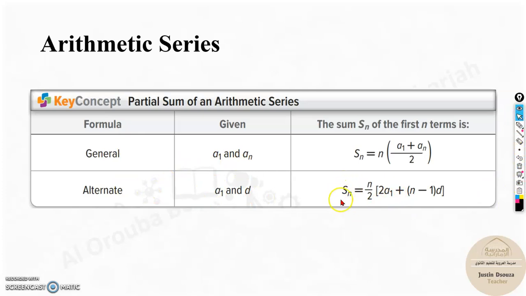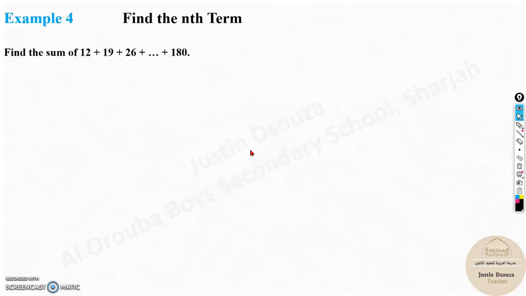It is the summation of n terms equals n by 2, 2 times the first term plus n minus 1 d. Here it is n times the first term plus the nth term, divided by 2. This is the last term. Now we will see some problems on this. They are very, very simple and easy.